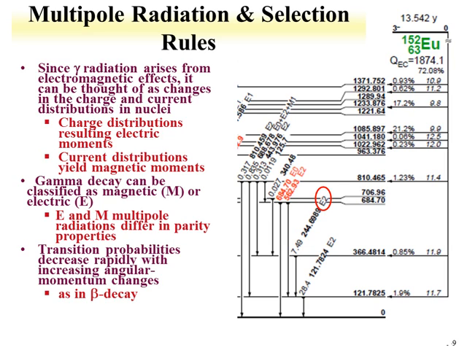Similar to what we described with alpha decay, and particularly with beta decay, there are selection rules for gamma decay. These selection rules can be based upon electromagnetic forces. Since the photon radiation arises from electromagnetic effects, it can be thought of as a change in the charge and current distribution in the nucleus. We can talk about these distributions in terms of electric moments if there's a change in the charge distribution, or a magnetic moment if there's a change in current. So we can describe gamma decay as either magnetic, if it results from a change in currents, or electric, if it's a change in charge. We're going to go over some rules about spin and parity transitions and how they can be used to classify whether a decay is magnetic or electric, M or E.